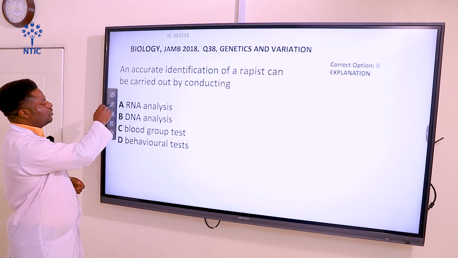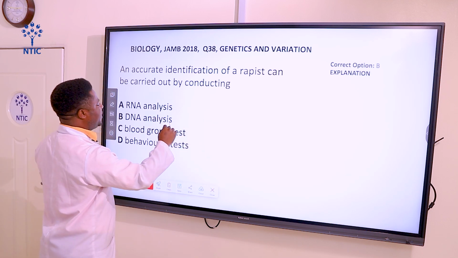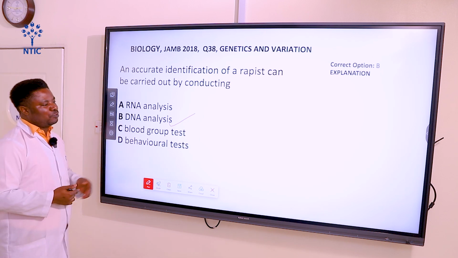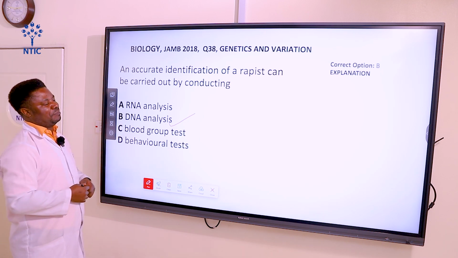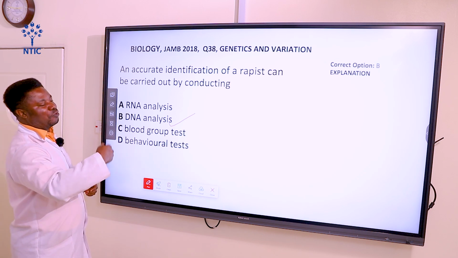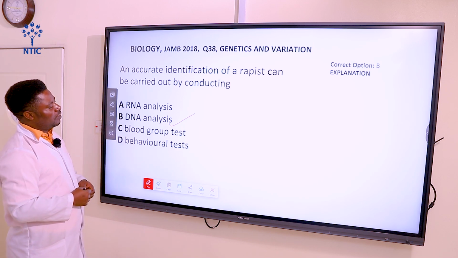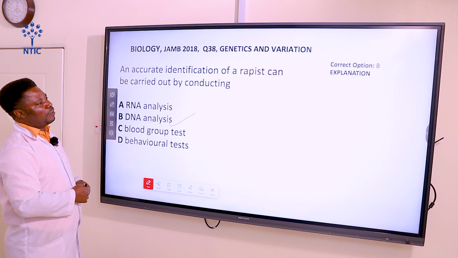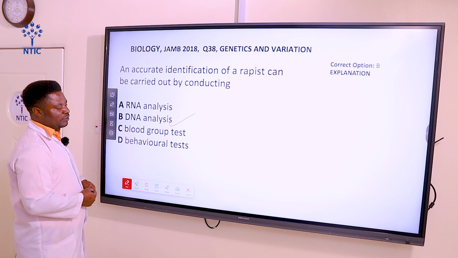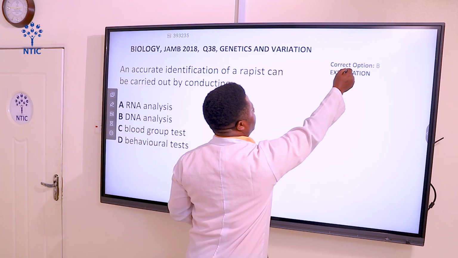Now, the correct answer to this is B, which is we're going to run DNA analysis. Of course, we have heard of many people who are engaged in a child dispute. You discover that what they go for is DNA analysis. They don't go for RNA analysis, and this is because DNA analysis shows the genetic information of the father in the child. Now let's see what we have as our answer in the explanation.